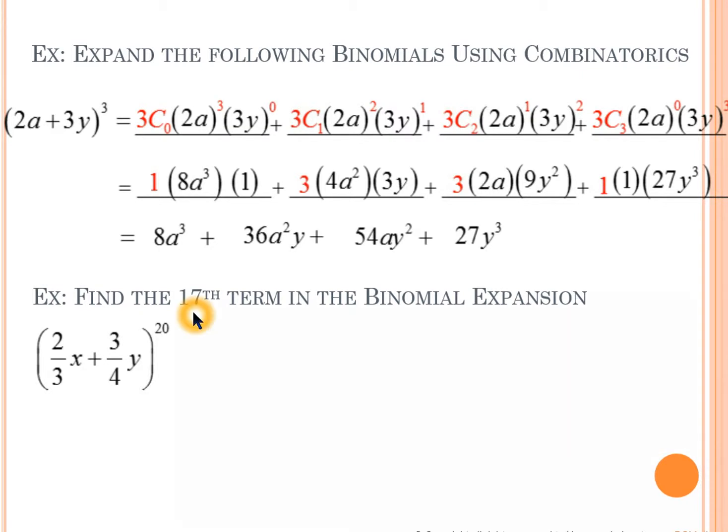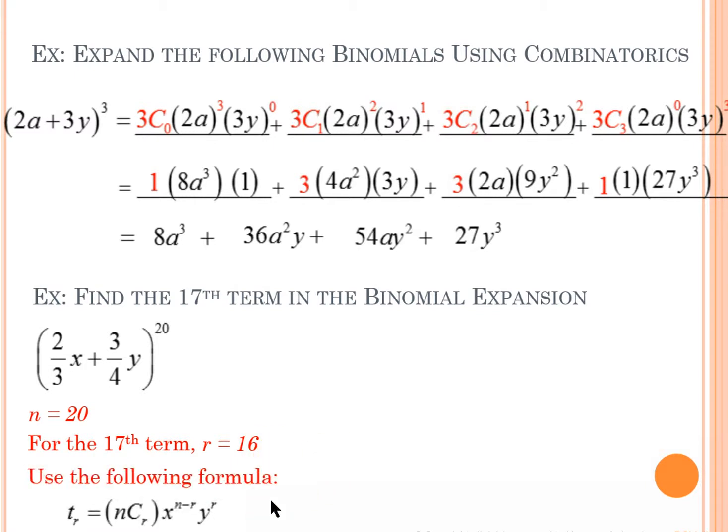Instead, if you're just trying to find an individual term, you can use the formula from the previous slide. We know n is 20, so for the 17th term, r will be 16. So I want to use this formula right here. Let me just rewind the tape a bit.